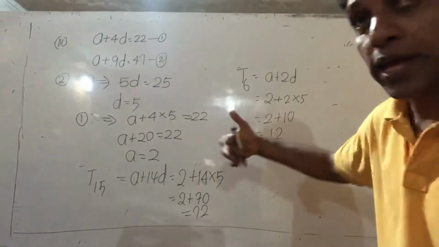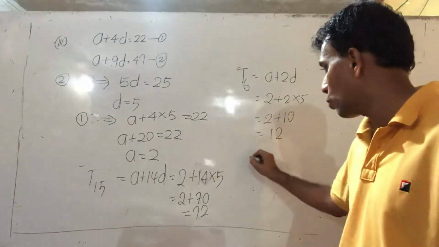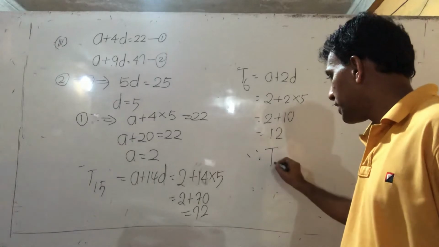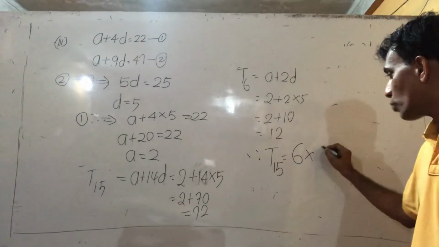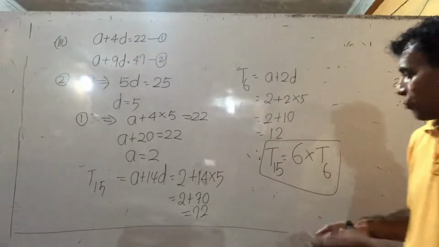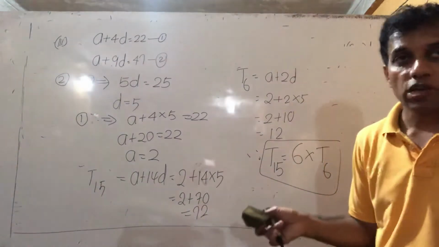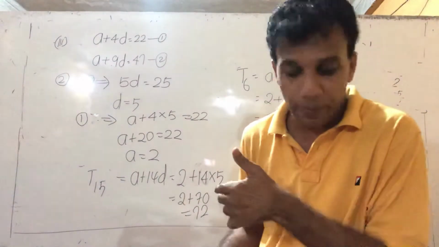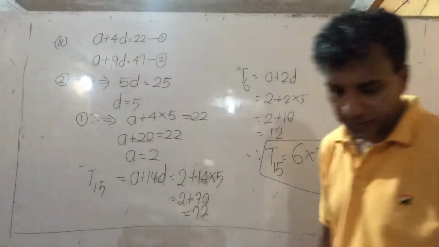Multiply 6 times. Therefore, the 15th term is 6 times the third term. If you multiply this by 6, the answer is 72. If you misread, your answer is wrong. That's what happens when you do not read properly. Read properly and see. Practice this in part.